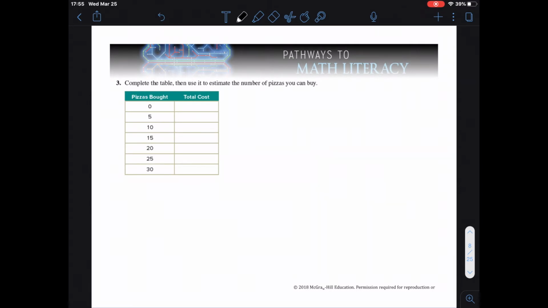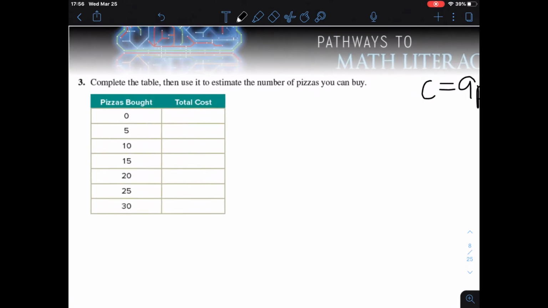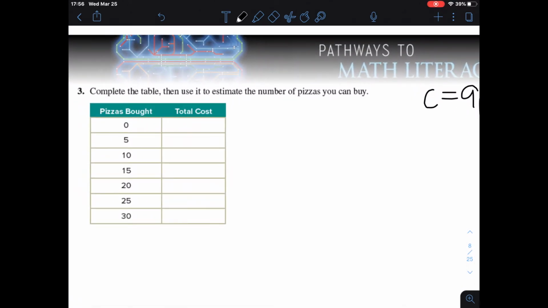Now we're going to utilize this formula to help us complete the table. And then in turn, we're going to see if we can estimate the number of pizzas we can buy. So we've got the formula that C is equal to 9p. If we want the cost for 0 pizzas, we would take 9 and times it by 0. Cost you nothing for no pizzas.